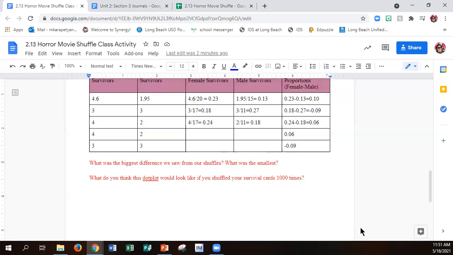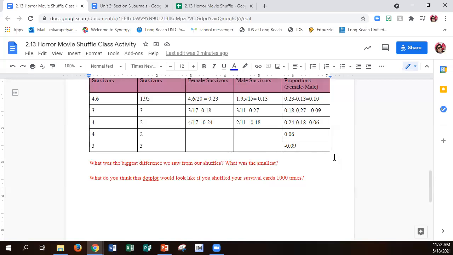Three survivors, dot, dot, dot. Yeah, no. So if females are 2 survivors, you'd put a dot over the 2. Or actually, it's a dot plot of the differences in the rates. So it's a dot plot of these values right here. So you'd put a dot over the 0.1. And you put a dot over the 0.09.